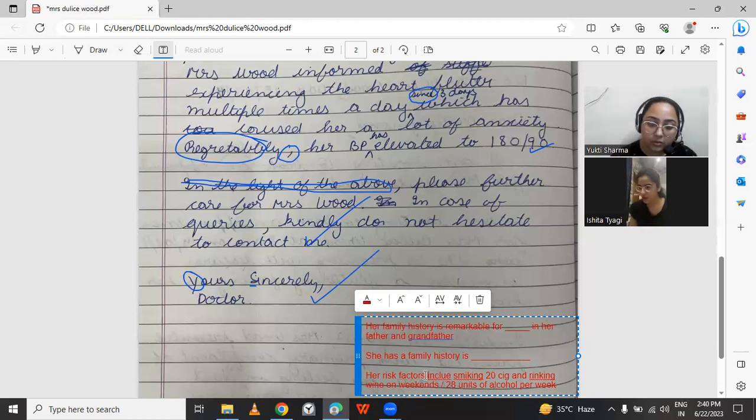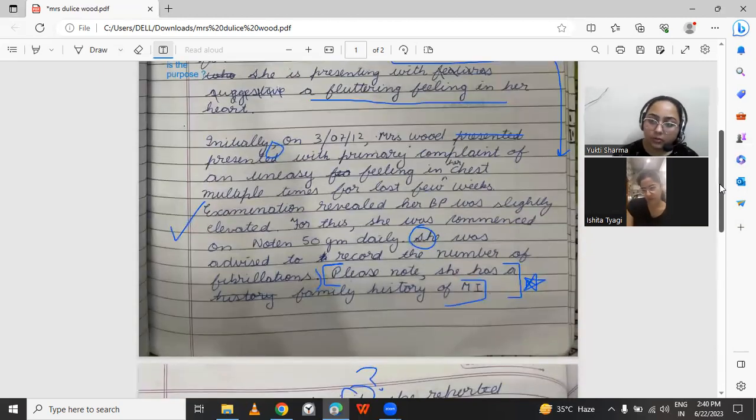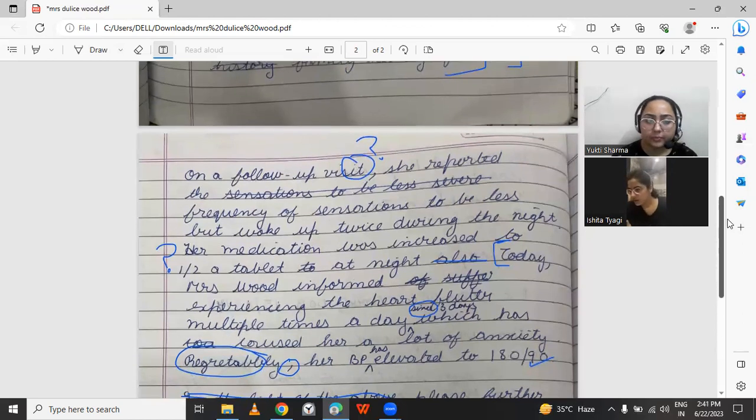All right. And in the second paragraph, I have written, for this, she was commenced on a 50 gram daily dose. Is this information correct, or do I have to add half a tablet in the morning? I just thought I could exclude that. No, it's all right completely here, because in the next paragraph you're specifying that you added half at night. So it will be obvious for them.